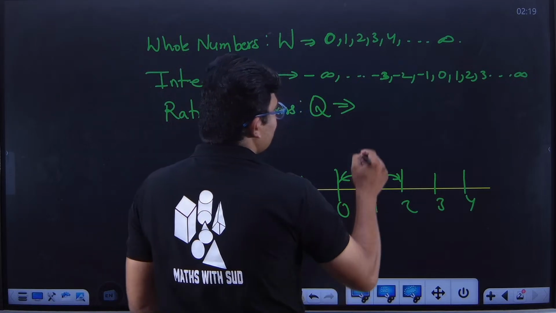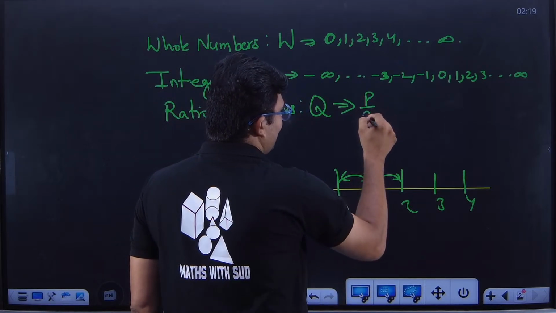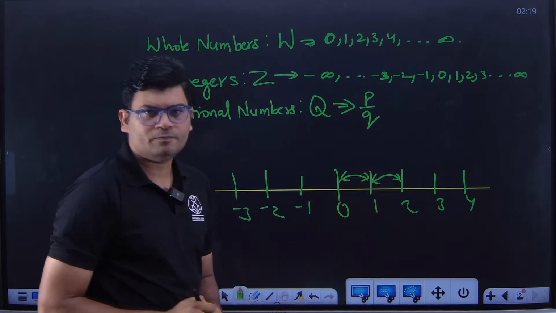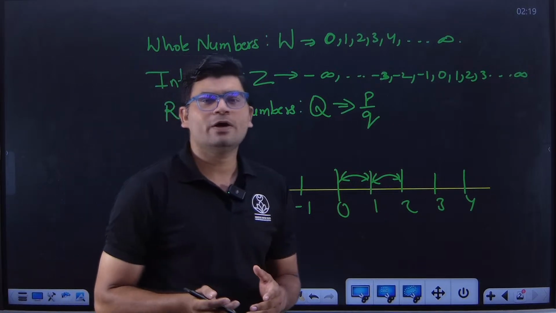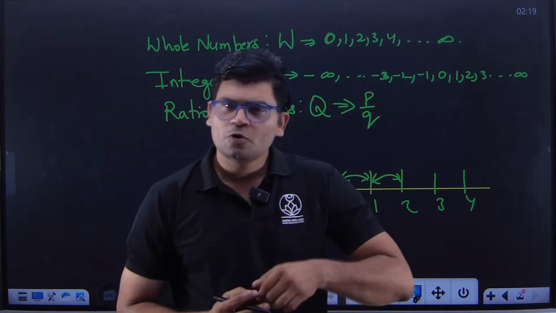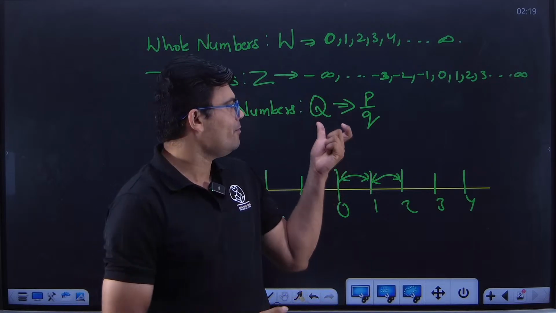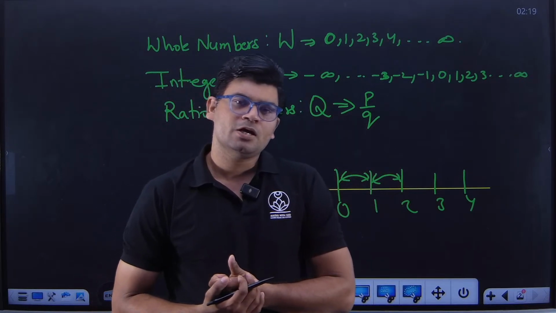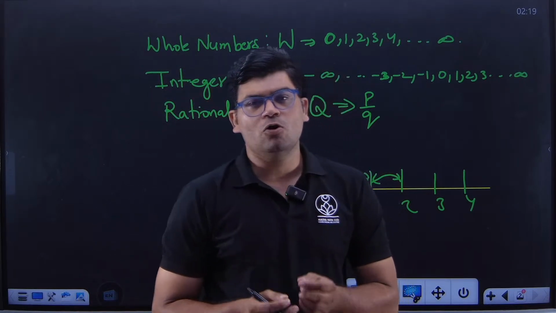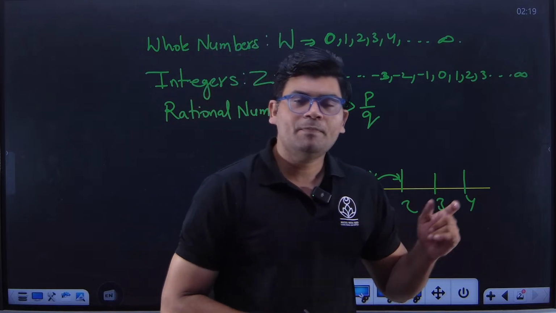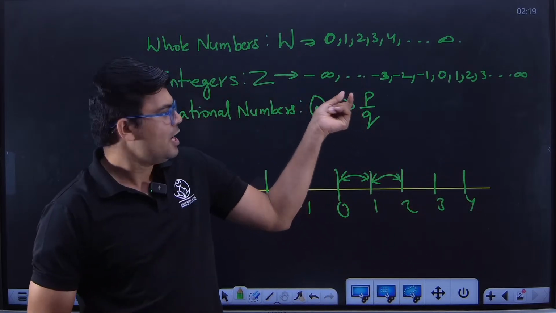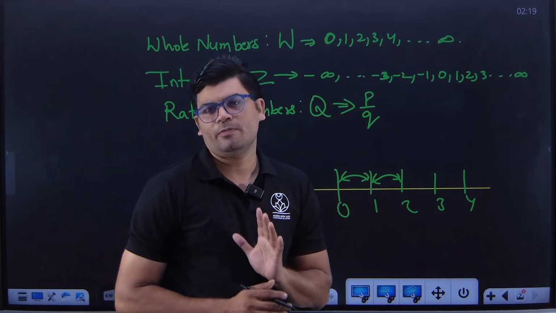So rational numbers are the numbers which can be written in the form of P by Q. Now you might be thinking, what is P by Q? So P is also a number. Sometimes in mathematics we use alphabets to represent a number. So P by Q is also numbers, but P is known as numerator and Q is known as denominator.